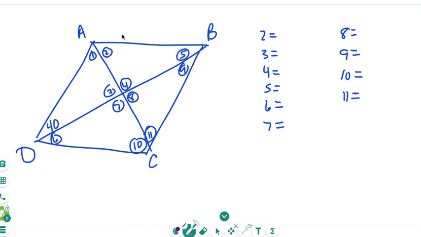Now we know that the diagonals of a rhombus bisect the opposite angles. Okay? Bisect the opposite angles. So if I know that this angle is 40, and I know that this angle has been bisected, then I know that angle 6 is also 40.